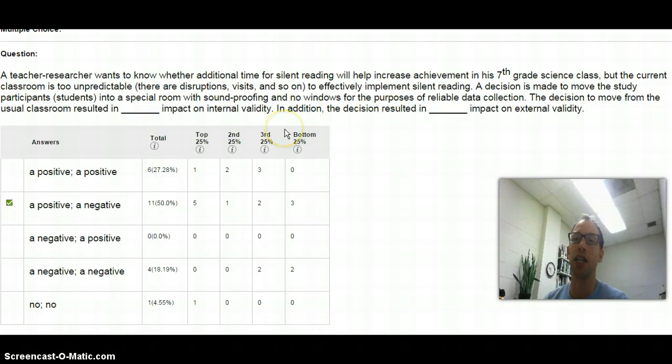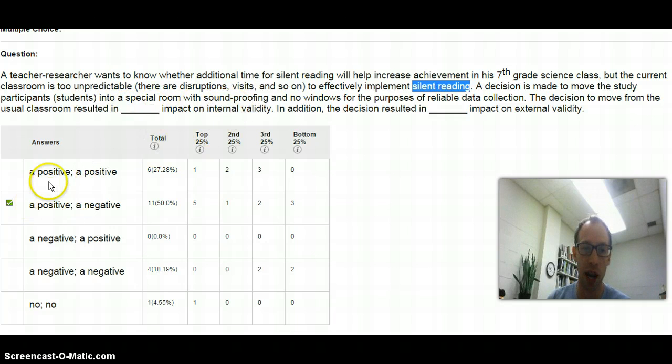Okay, internal and external validity, and one or two students wrote me that they felt there wasn't enough information in this. This may be a case where there's an okay answer and then a very good or best answer. If we're looking at implementing silent reading, but we're in a noisy classroom, and then we move to this quiet laboratory, we're going to be able to tell whether or not silent reading is effective. We're going to be able to tell that better. In other words, we're going to have a positive impact on internal validity.